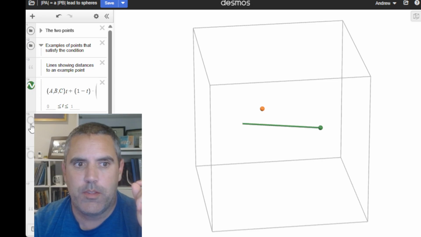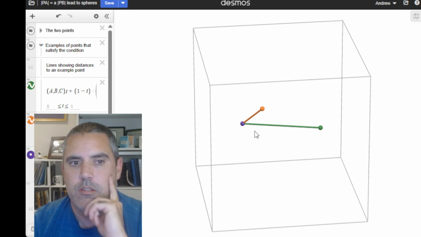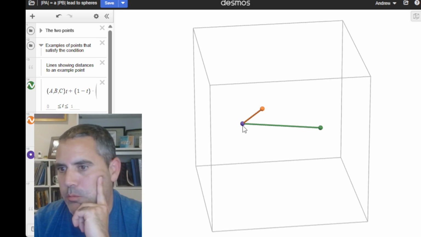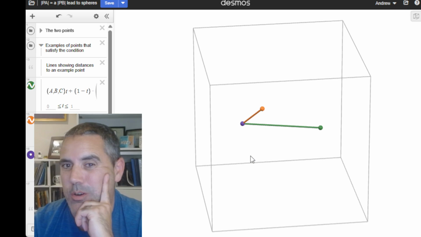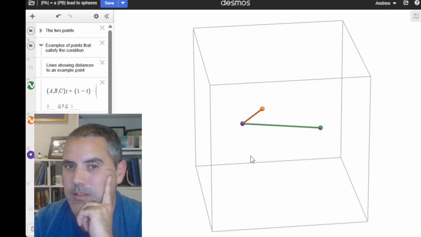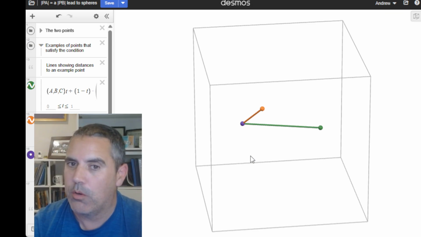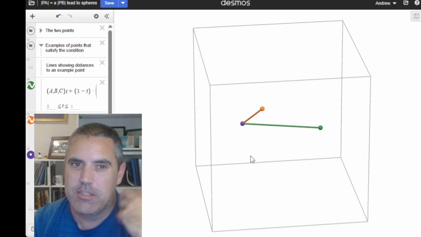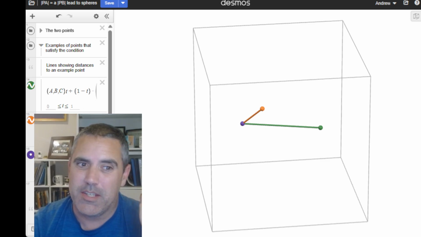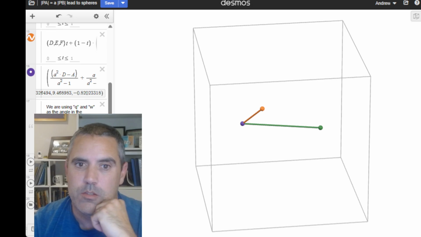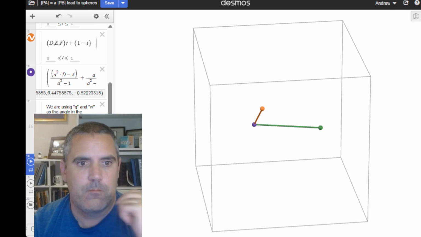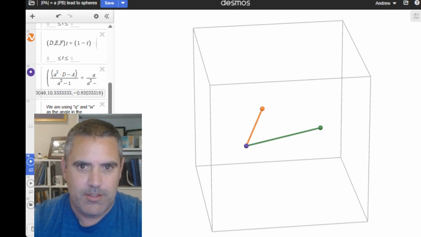I'm going to show you a couple things here. Here's an example of a point, that purple dot, that is twice as far from the green dot as it is from the orange dot. This is not an essential question for our course, but it's a chance to use the distance formula, and it turns out that it's a sphere. I'll move this around a little bit. Oh, I made those numbers so big.